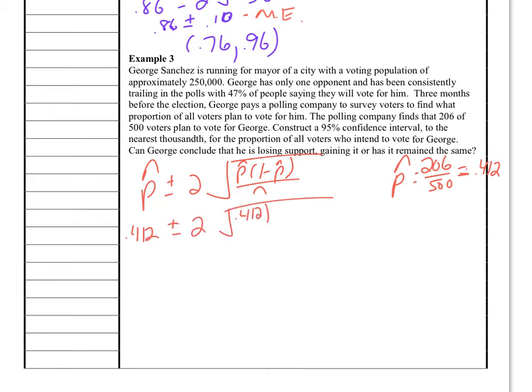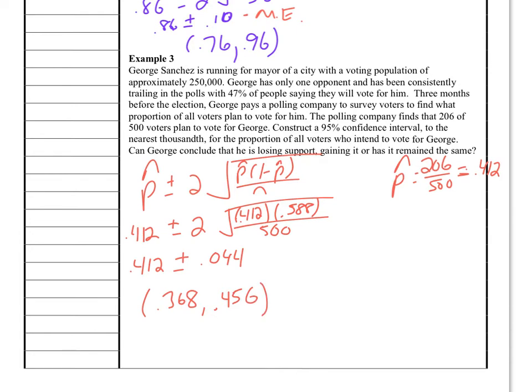Again, we're showing our work here. 1 minus 0.412 works out to be 0.588. You can leave it as 1 minus 0.412 if you want to. There's no problem with that, and you can even type it in the calculator that way too. So that works out to be 0.412 plus or minus 0.044, which, when you add or subtract it, gives you 0.368 up to 0.456.